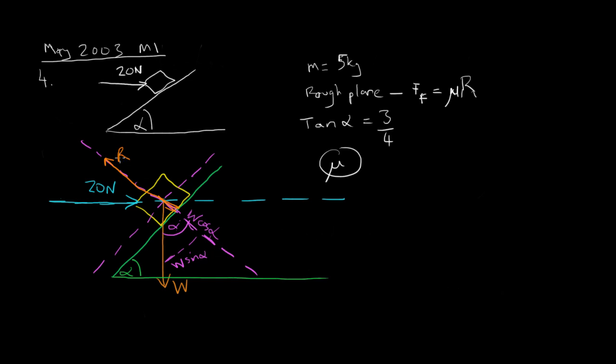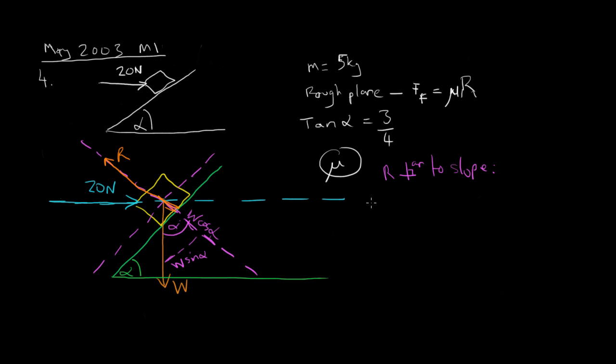Now, the reaction, which we would need to calculate, times mu will be equal to the force of friction. And we know that the force of friction is balancing exactly with what's making it want to go down the slope. So first let's resolve perpendicular to the slope.